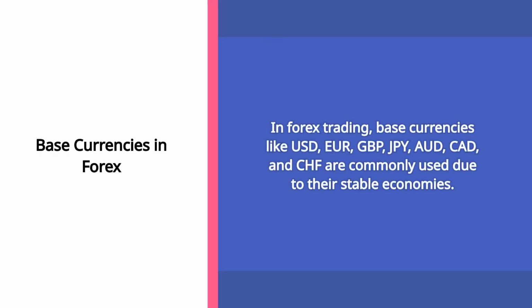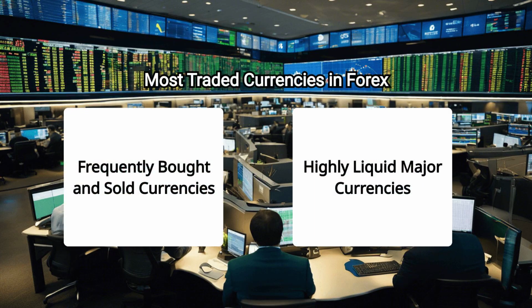Several currencies are always used as base currencies in Forex. This is because they come from strong economies that are stable. For example, the US dollar, USD, the euro, EUR, and the British pound, GBP, are often chosen. Also, the Japanese yen, JPY, the Australian dollar, AUD, the Canadian dollar, CAD, and the Swiss franc, CHF, are here. These are known as major currencies in Forex. They are traded a lot because they are very liquid. This means they are bought and sold often.